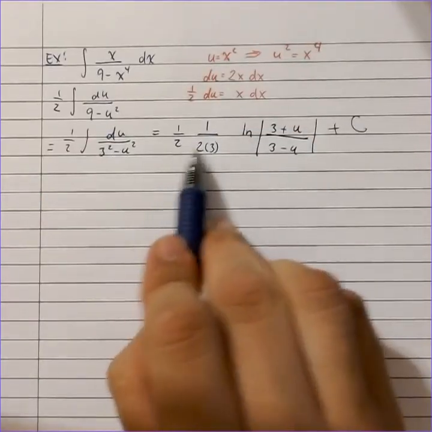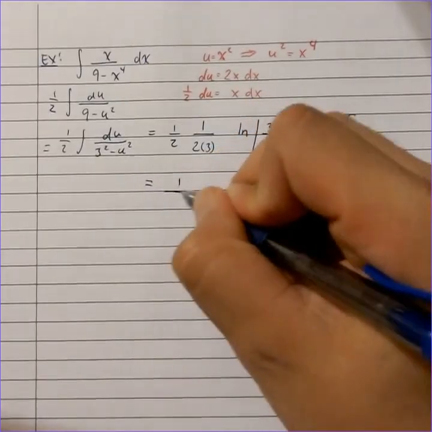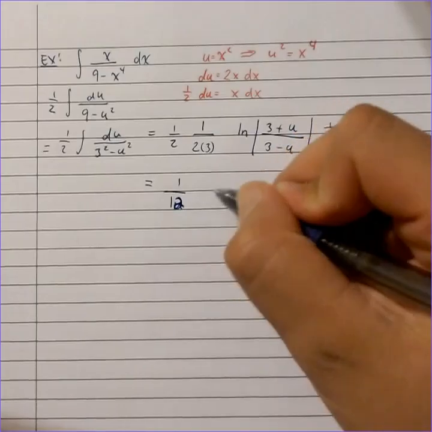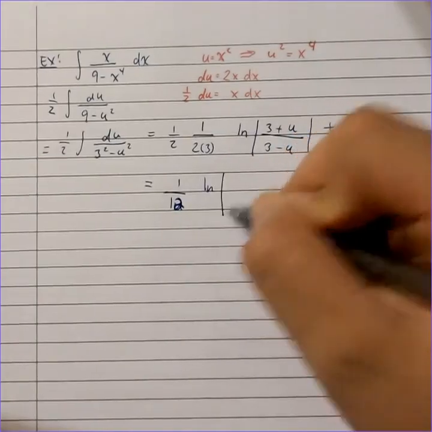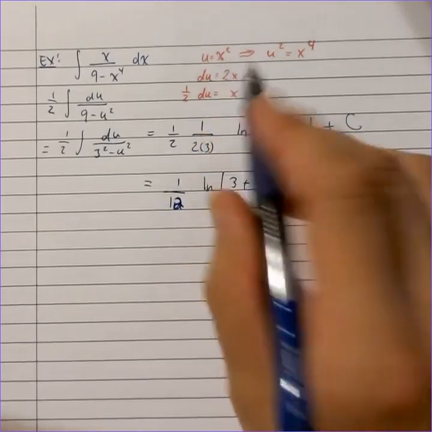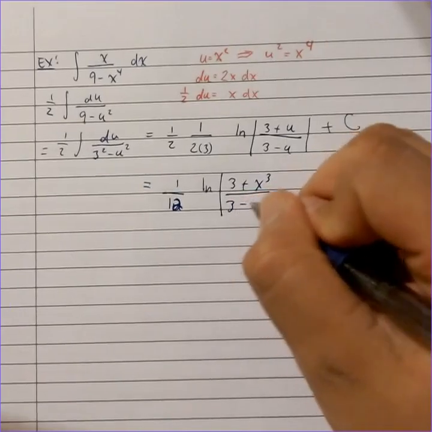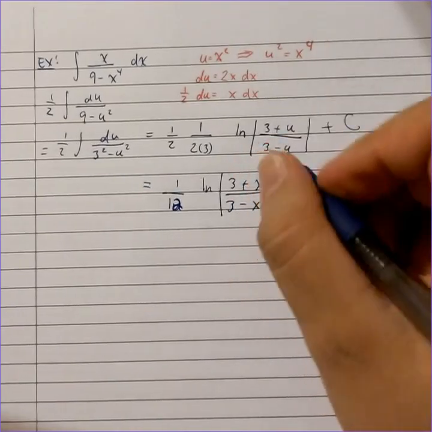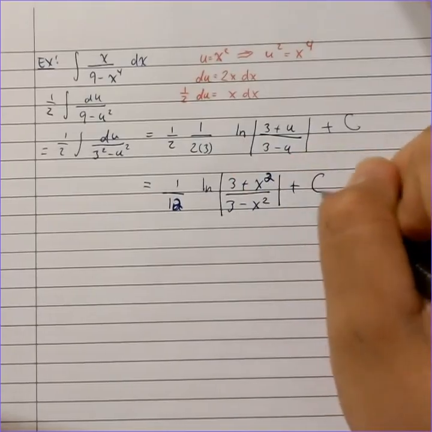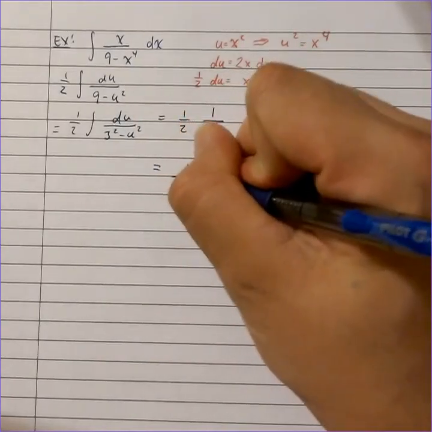Now, of course, all that multiplies together, so that's just 1 over 12. 1 over 12 times the natural log of the absolute value of 3 plus. Now, of course, u is a stand-in for x squared, so let's go and pop that back in. Squared, right? There we go. Plus a constant of integration. So that gives us our result.